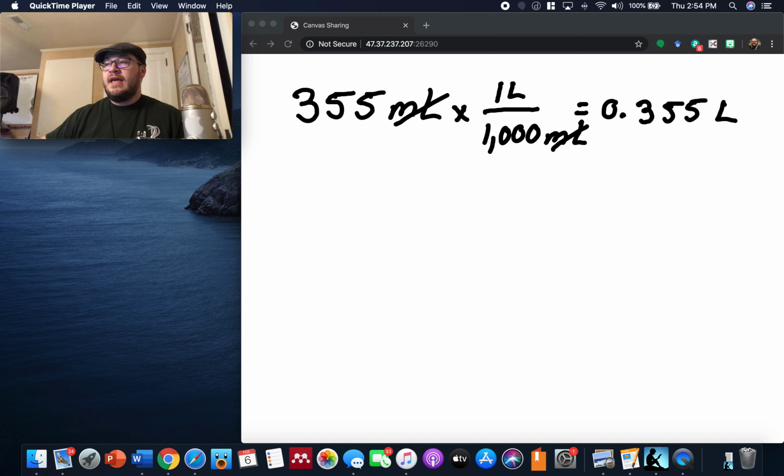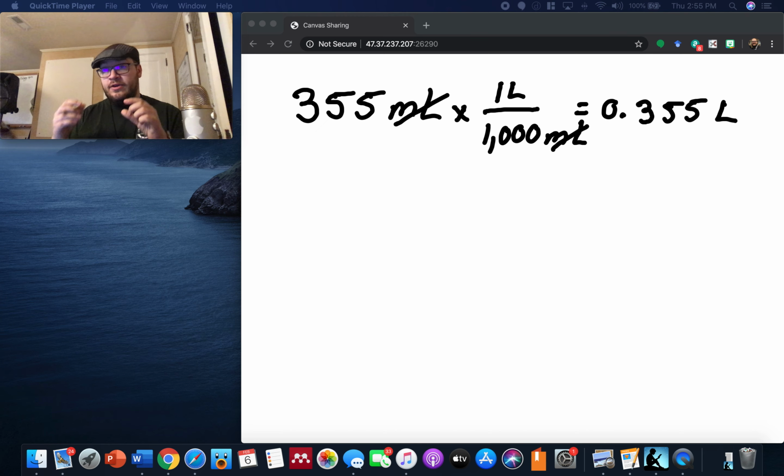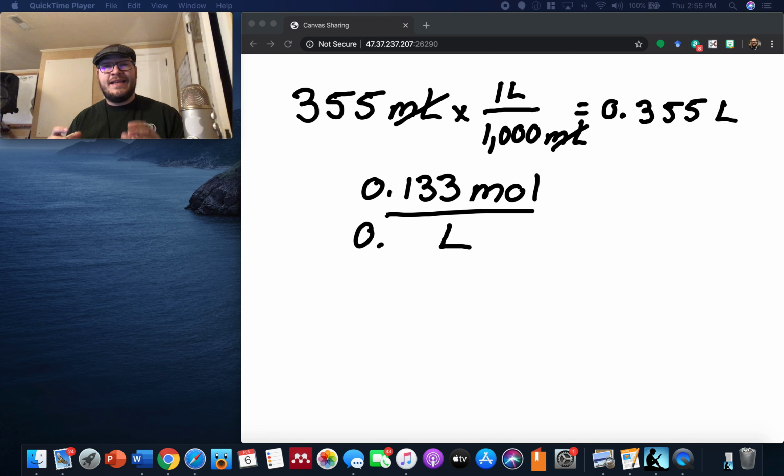Now I need to look at how many moles I have. I know how many moles I have because it told me in the question. Let's go back and look at it. I've got 0.133 moles. So I'm going to put that amount of moles in my numerator, and then underneath that my volume. So now I've got 0.133 moles divided by 0.355 liters, because that's the volume of my soda, and that's how many moles I have in my soda.